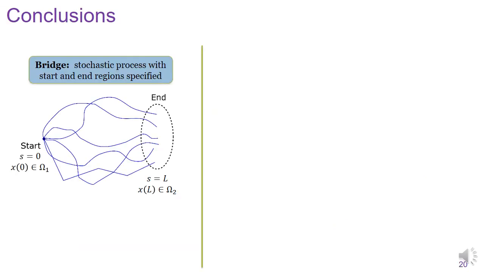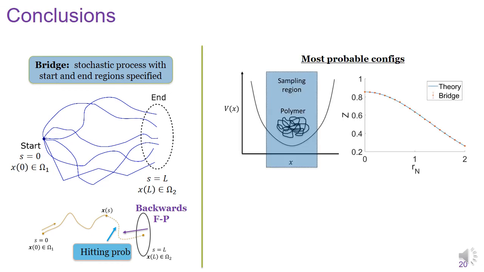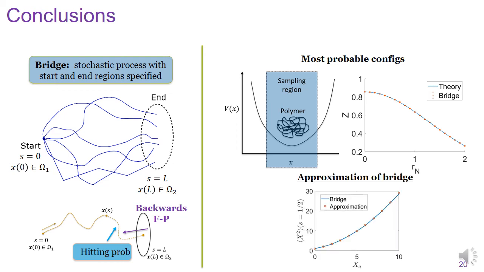In conclusion, in this work, we propose a stochastic process controlled by the bridge to specify start and end regimes. In order to do so, we have to solve for the hitting probability from the backward Fokker-Planck equations. The methodology can be well applied to most probable configuration types of problems. In addition, we are trying to extend this approach by using an approximation of the bridge to accelerate our calculations, particularly for high-dimensional systems. For future work, we intend to extend this approximation method to high-dimensional systems.